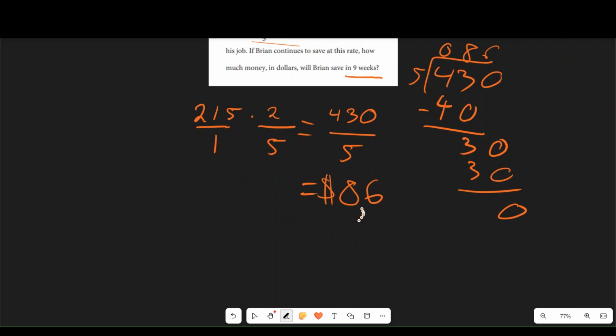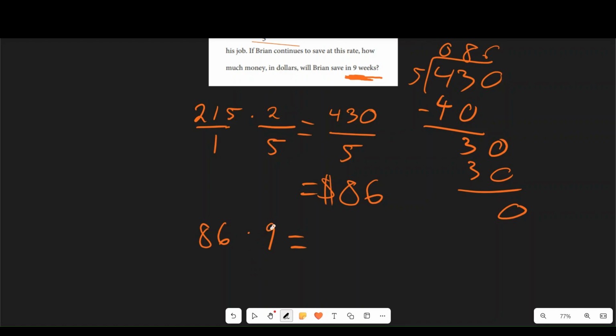So we're not done actually right now. You might be tempted to say, oh, he saves $86 a week, that's the answer. Well, remember, we have this second part. We are asked to see how much money in total he will have saved after 9 weeks of saving at this rate. So all we got to do now is multiply 86 times 9.